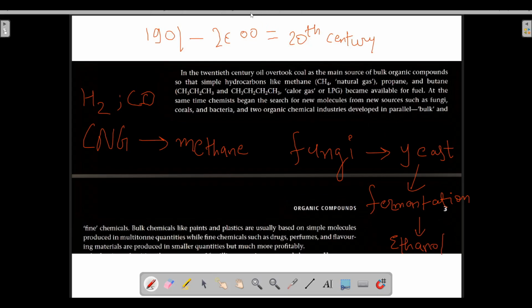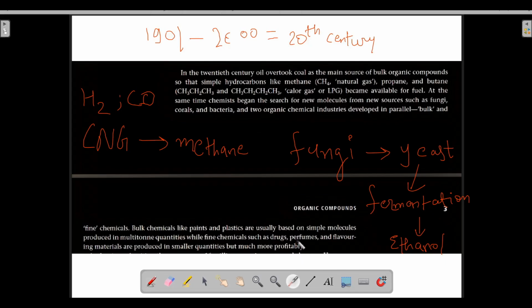So the scientists were now searching for new molecules derived from fungi; an example is ethanol. Corals: one example is calcium carbonate. Calcium carbonate is a perfect example of a compound derived from coral, because the skeletons of corals are made up of calcium carbonate.